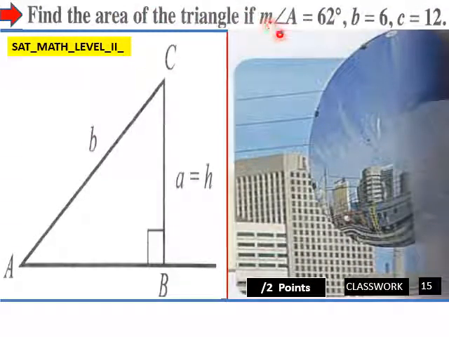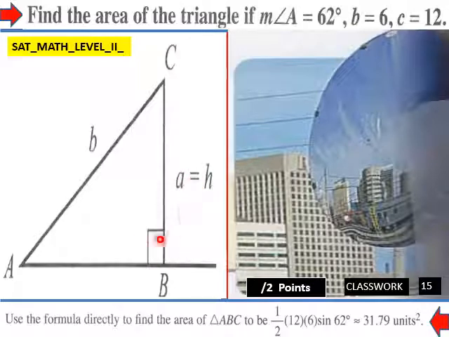Find the area of triangle ABC. Measure A is 62 degrees, B is 6, and then C down here will be 12. So again, using the formula we just used, the area of triangle ABC would be 1/2 times 12 times 6 times sine 62 degrees here. And you'll come out with 31.79 square units. So that'd be a fast way of calculating this area.